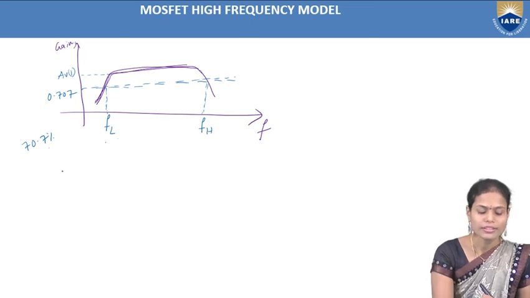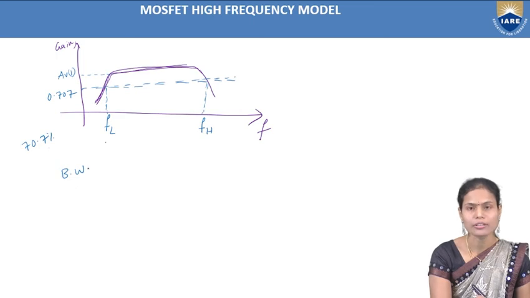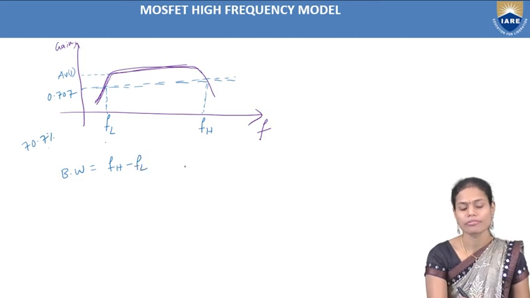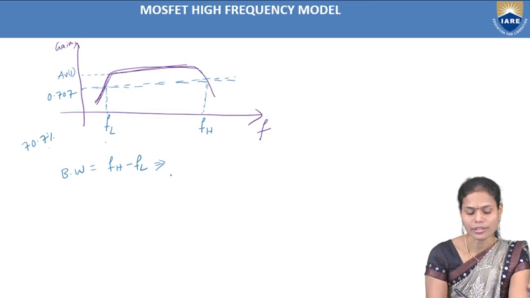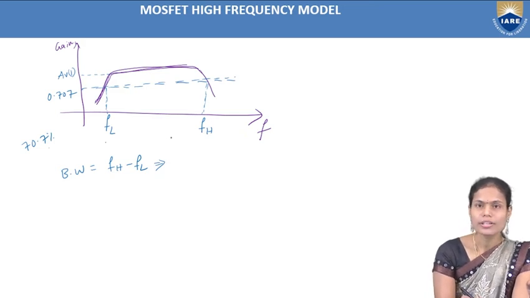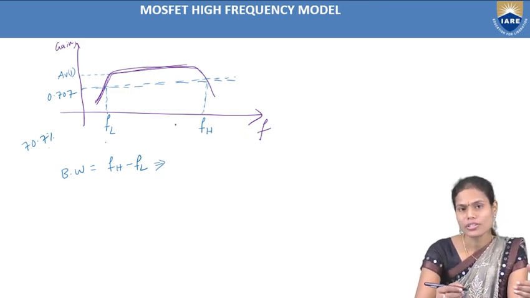So if we find the bandwidth of any particular Mosfet amplifier, we have to take the difference of the upper cutoff frequency minus the lower cutoff frequency. This will give the bandwidth of the Mosfet amplifier. That indicates the frequency range of signals that are allowable to that particular amplifier.